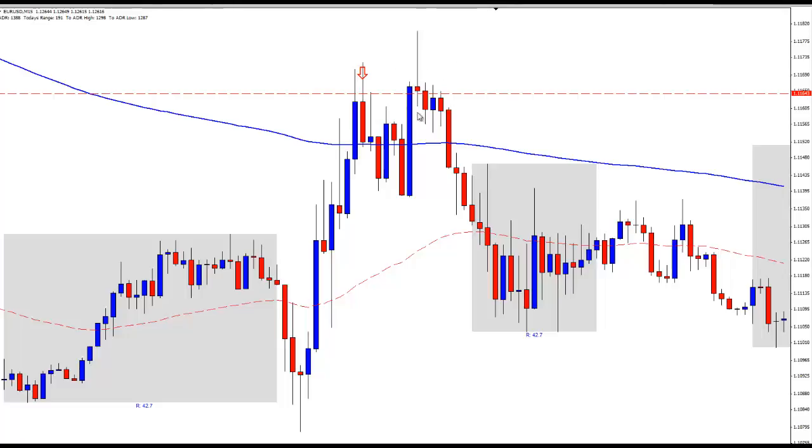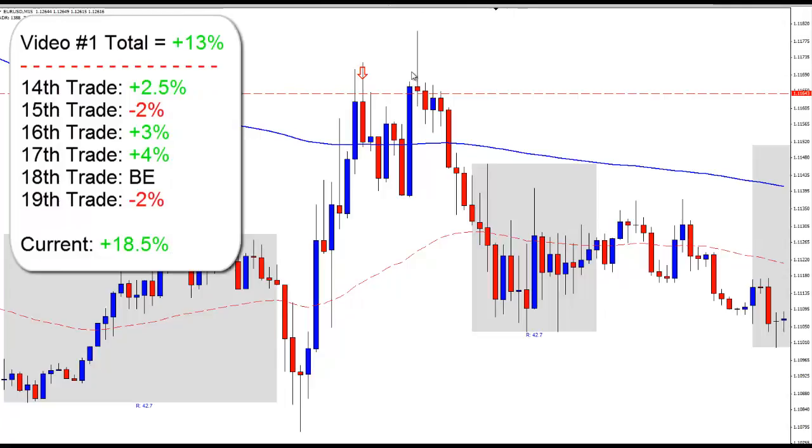Unfortunately, it just comes back for a deeper stop run. This was the stop run level, no doubt about it. It just comes back for a deeper stop run. Tags us out for a 2% loss. Takes us from 20.5% on the month overall back down to 18.5% on the month. And we continue on to the next trade.